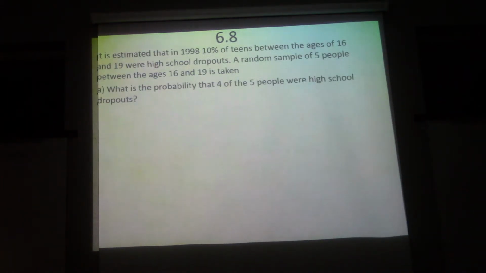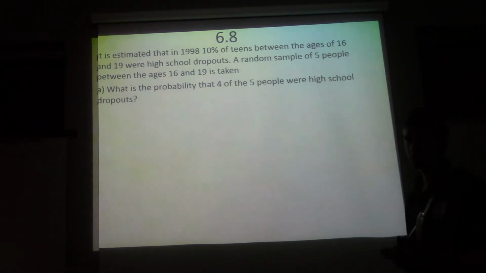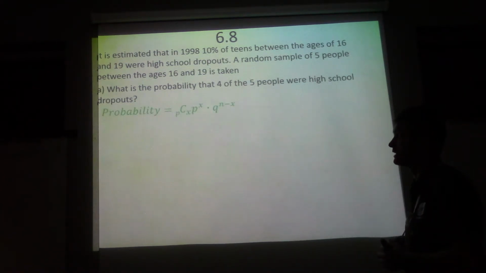So here's our example, here's the problem off your homework, 6.8. First problem. It is estimated that 10% of teens between the ages of 16 and 19 were high school dropouts. A random sample of 5 people between the ages of 16 and 19 is taken. What's the probability that 4 of the 5 people were high school dropouts? So 10% is the expected outcome. We want 4. So we go ahead, same thing as before.